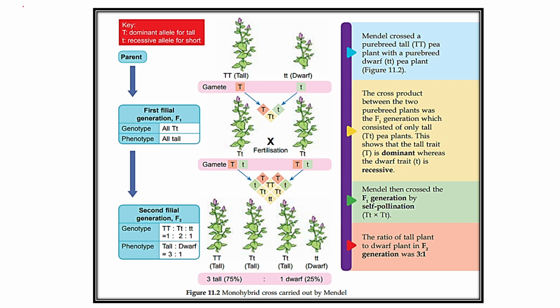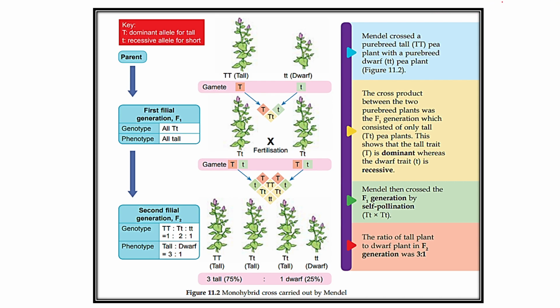Let's continue to look at the second half of monohybrid inheritance. But before that, let's recall the definition of monohybrid inheritance. It involves inheritance of one characteristic and contrasting traits controlled by a gene. So look at this photo, look at this figure.